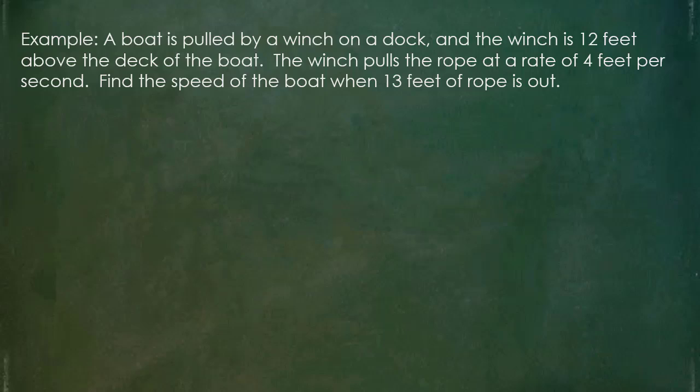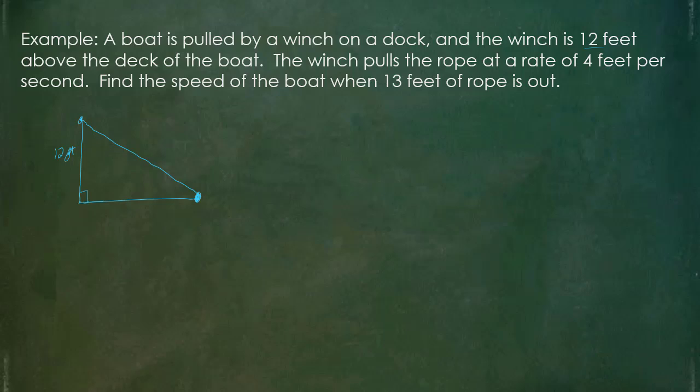Let's go ahead and do a couple more examples. This one now we've got a little bit more context going on. So we have a boat that's being pulled by a winch that happens to be on a dock. It says that the winch is 12 feet above the deck of the boat. So if I were to maybe start drawing the situation, there's 12 feet above whatever the level of the deck of the boat would be. If I said that we have the front of the boat being maybe this point right here, the rope then is attached to the top of this, so that would create this right triangle situation. So I'll get to use Pythagorean theorem potentially.